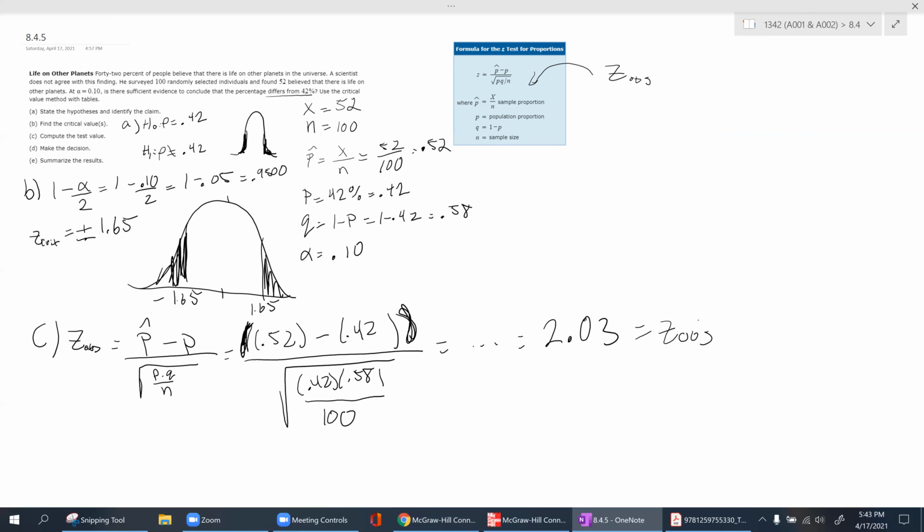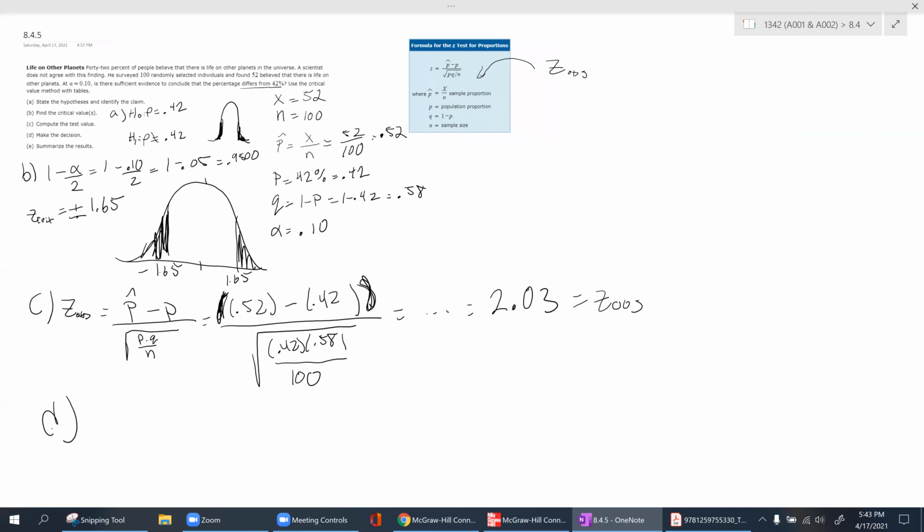The scientist or the mathematician is going to make an observation: is 2.03 inside the critical region? It is. Yes, in region. So reject the null hypothesis, meaning you're going to answer yes to the question. And so you say, yes, there is sufficient evidence to conclude that the percentage differs from 42%. Very, very nice.